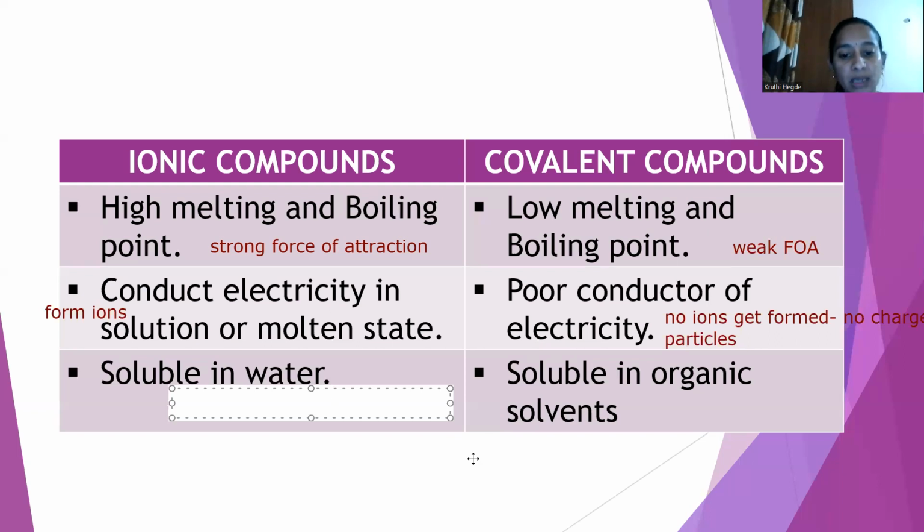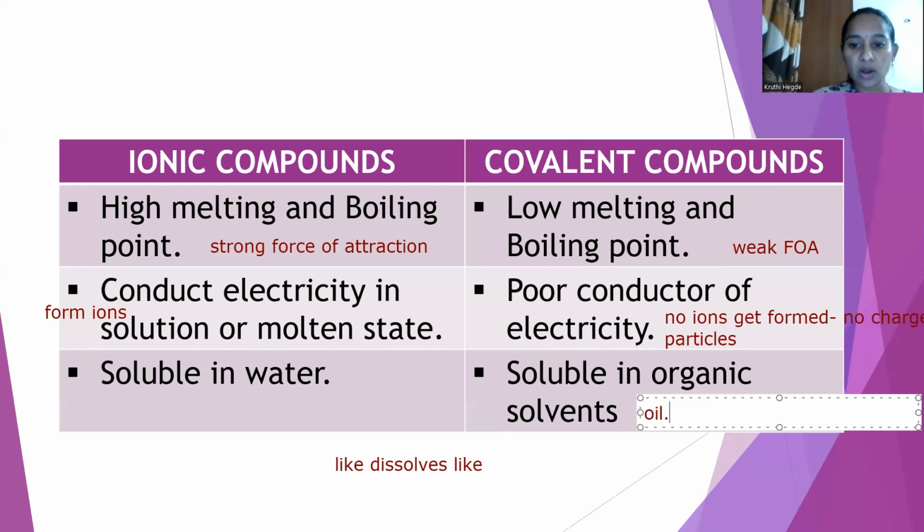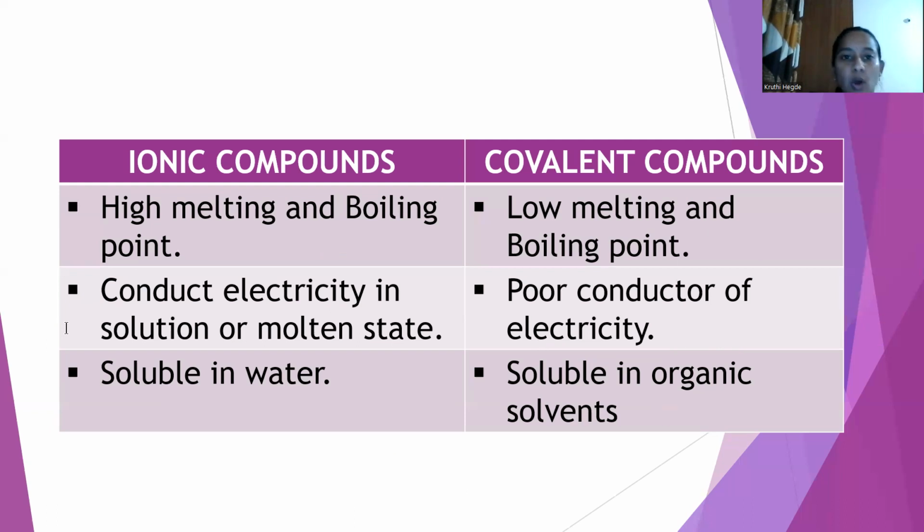Mainly, we can say one thing: like dissolves like. Ionic compounds dissolve in ionic solvents, covalent compounds dissolve in covalent solvents. Organic solvents ಅಂದ್ರೆ ಯಾವುದು? Like oil is an organic solvent, alcohol is an organic solvent. ಇದರಲ್ಲೆಲ್ಲ organic compounds ಅಥವಾ covalent compounds ಕರಗತ್ತೆ. ಅರ್ಥ ಆಯ್ತಾ ಮಕ್ಕಳೇ? So these are the main differences between ionic and covalent compounds.